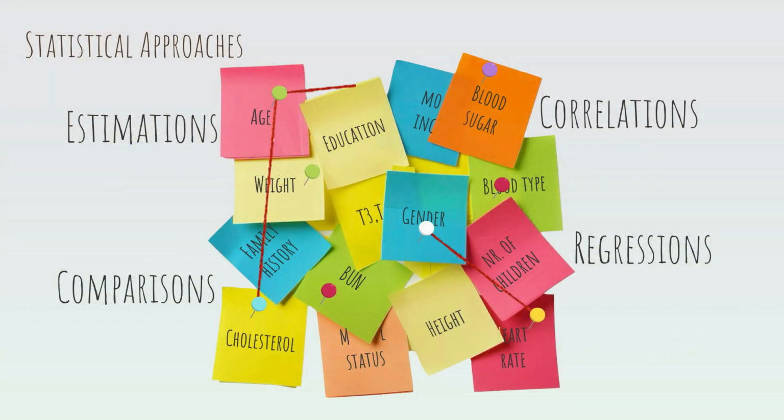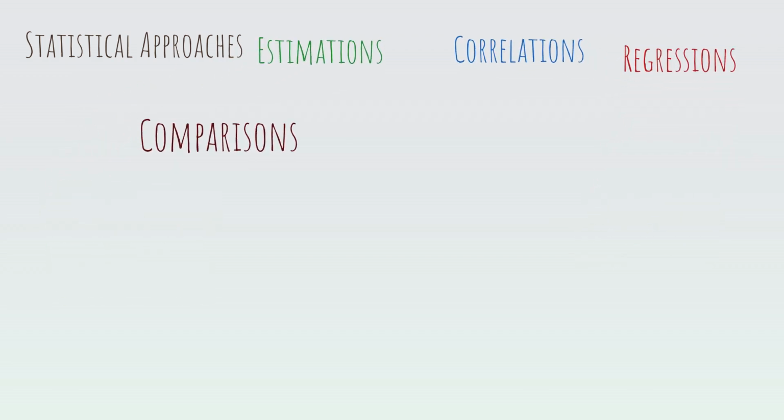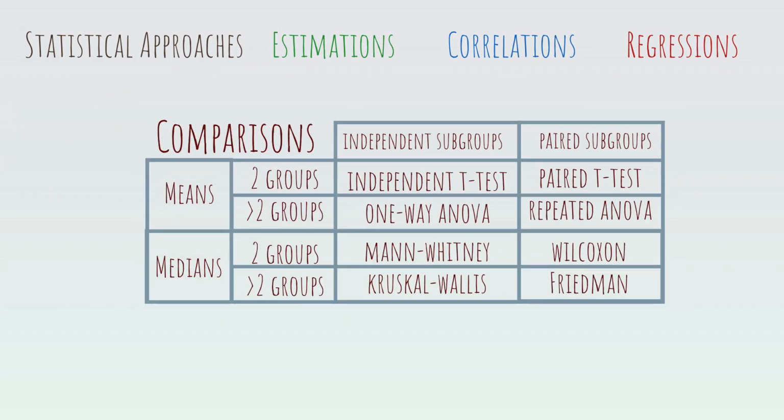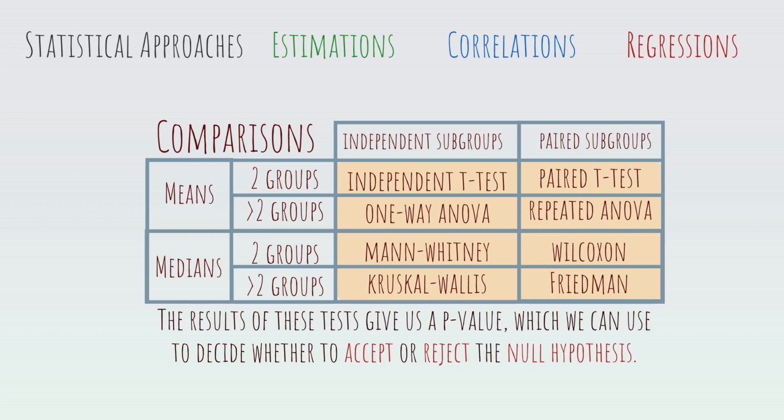In previous lectures, we explored how linking two or more variables can be approached statistically in four main ways: estimation, correlation, comparison, and regression. We also reviewed the primary statistical test for comparing two groups or more, as outlined in this table. The results of these tests give us a p-value, which we can use to decide whether to accept or reject the null hypothesis.